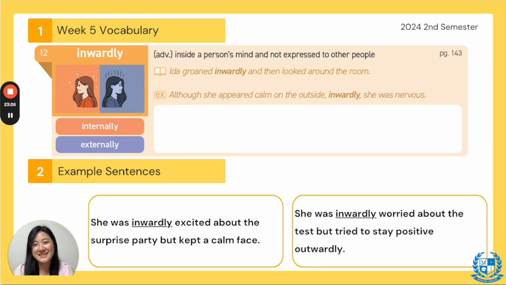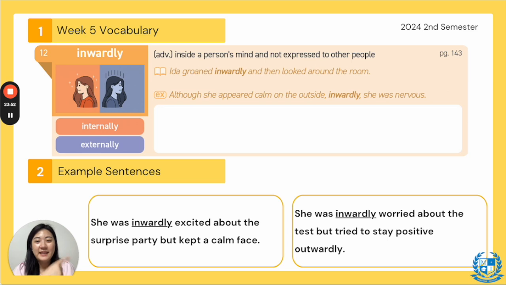Like that. Example, let's read together. 1, 2, 3. Although she appeared calm on the outside, inwardly she was nervous. So yes, even though sometimes we may look calm, we're just pretending, but inside we're like, oh my gosh, what if I do this and that? And we have so many thoughts in our head.